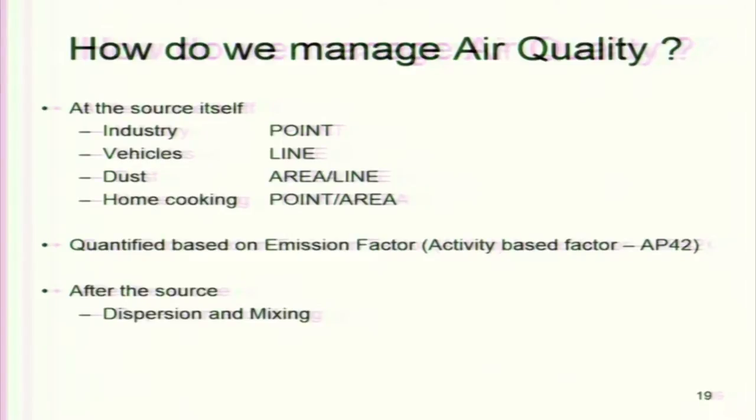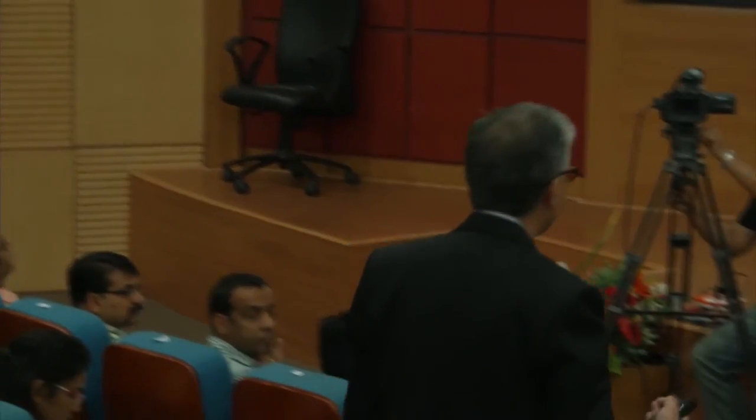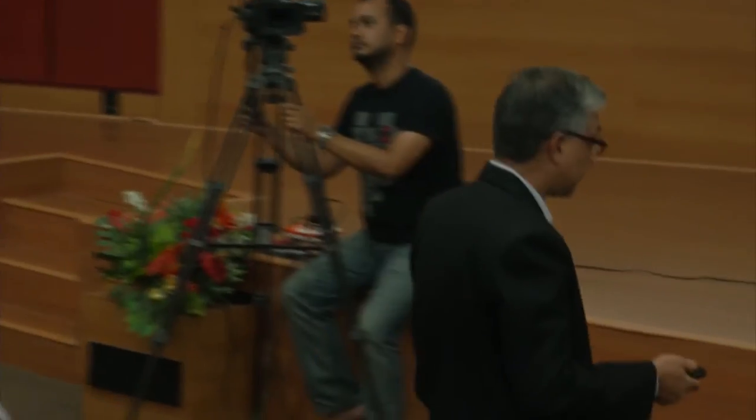They're quantified based on emission factor, which is, for a car moving every kilometer, how much carbon monoxide is produced? So if I know the number of cars, I know the number of kilometers traveled, I know the amount of carbon monoxide in that area. Okay, similarly for other activities. And then once it has left the source, we're pretty much going to depend on dispersion of that, and then we use modeling to be able to estimate how bad it really is or what are the main culprits, okay?